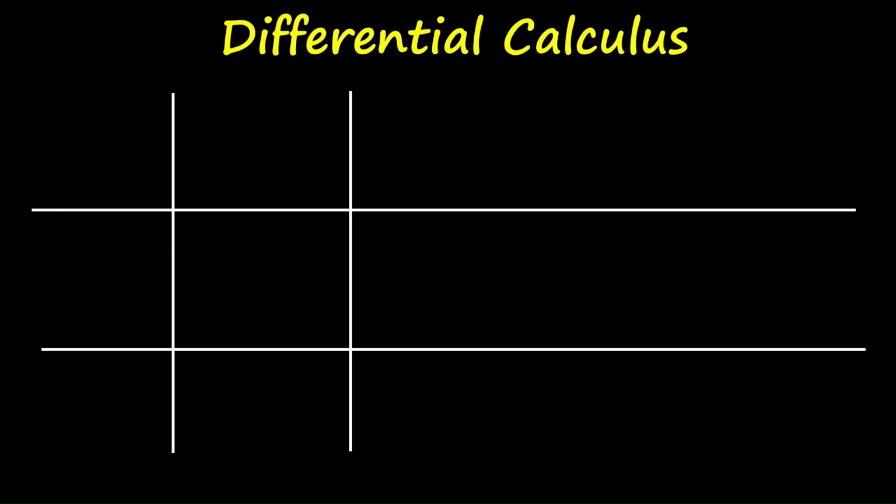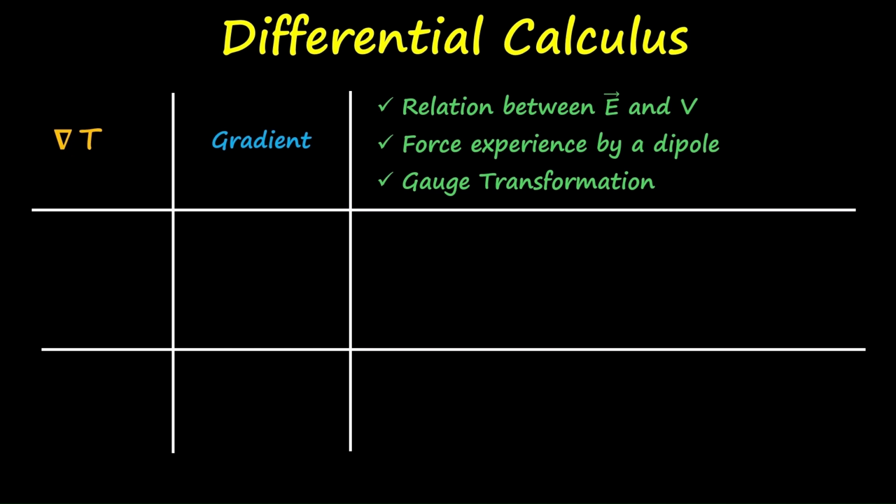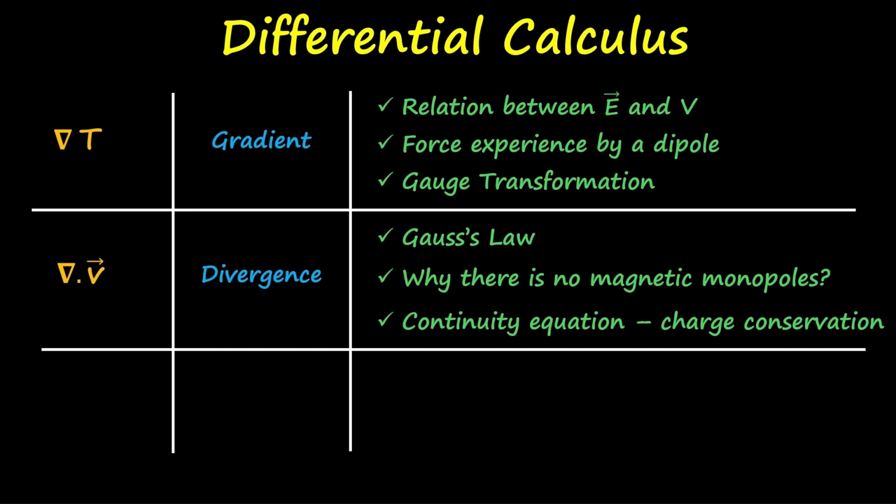We will be starting with differential calculus, and in differential calculus we'll be talking about gradient. You can find the expression of gradient in the relation between electric field and electric potential, or in the expression of the force experienced by a dipole in a non-uniform electric field, and even in gauge transformations. We'll also be discussing divergence, which you can find in Gauss's law, and by understanding the concept of divergence, you can even explain why there are no magnetic monopoles. You can even find it in the continuity equations.